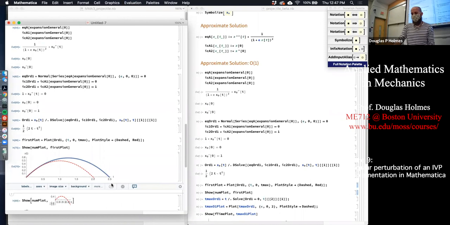We'll go from there. You can see our goal was to get this blue line. When we did the first order approximation, we did okay, but we can do better. And so we'll keep going and work on this next class.